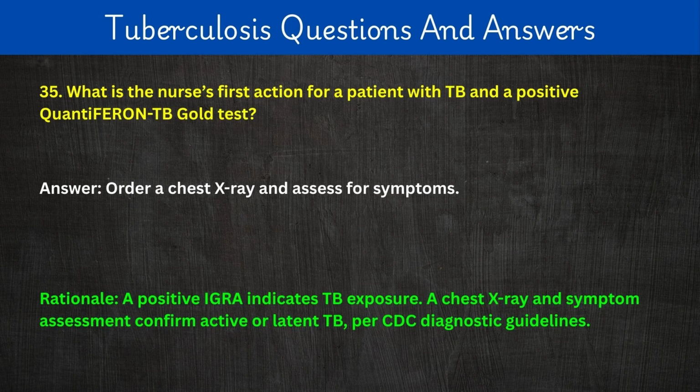35. What is the nurse's first action for a patient with TB and a positive QuantiFERON-TB Gold test? Answer: order a chest X-ray and assess for symptoms. Rationale: a positive IGRA indicates TB exposure. A chest X-ray and symptom assessment confirm active or latent TB, per CDC diagnostic guidelines.